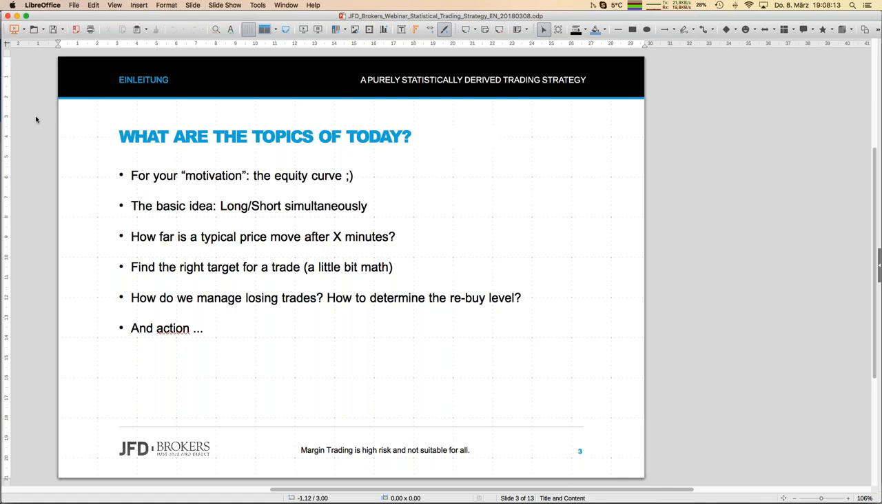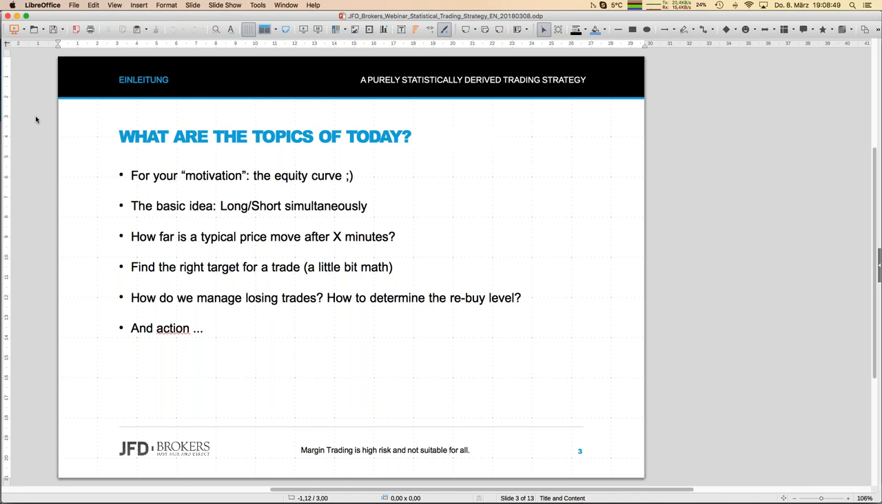And we later trade sequences. So we open a long and a short trade simultaneously. And of course, only one of the two will hit the take profit first, and the other one is in the minus. So we have to manage our losing trades, the ones which are in the minus, at least temporarily, and therefore we determine a so-called rebuy level. So we do something which is, once again, a little bit weird. We even rebuy in a loss.